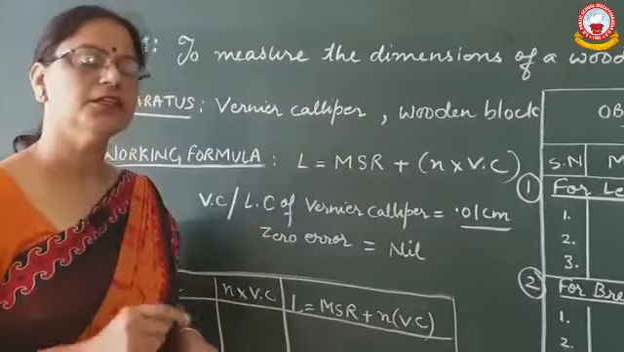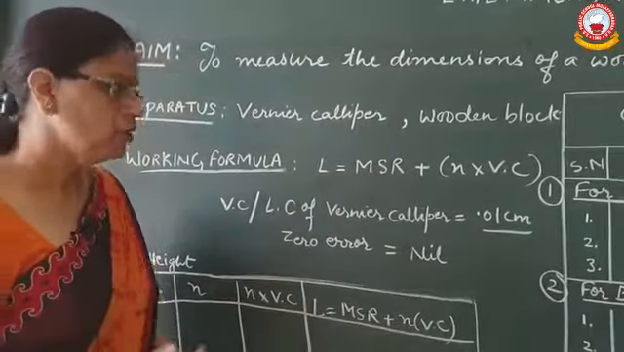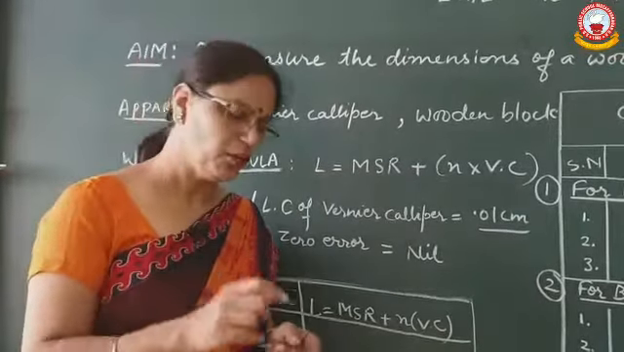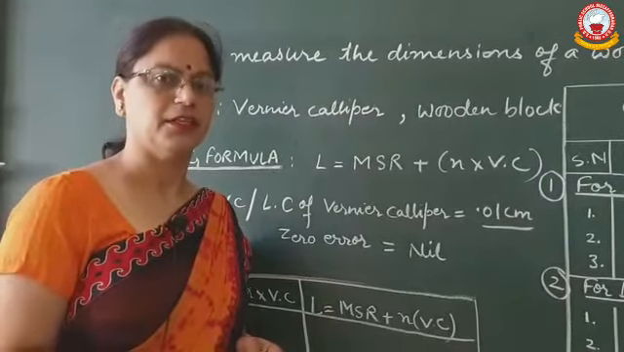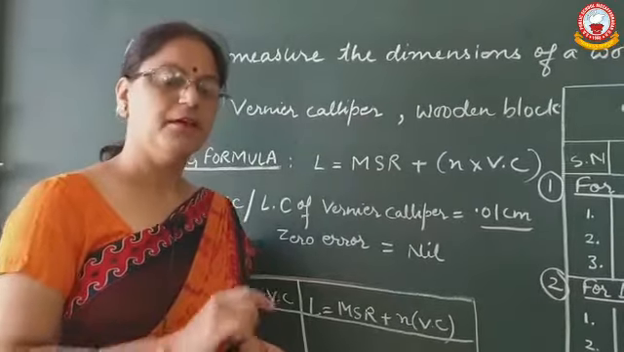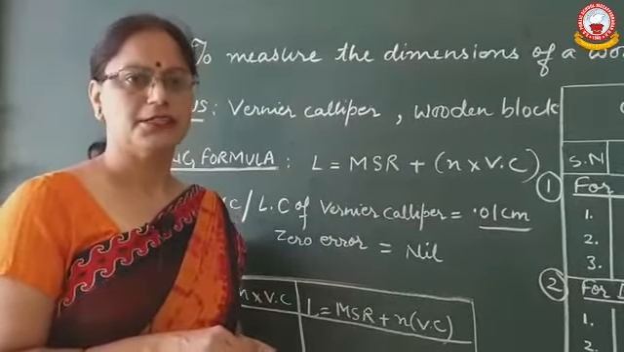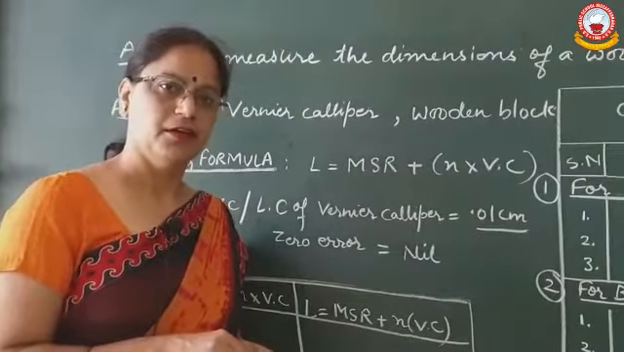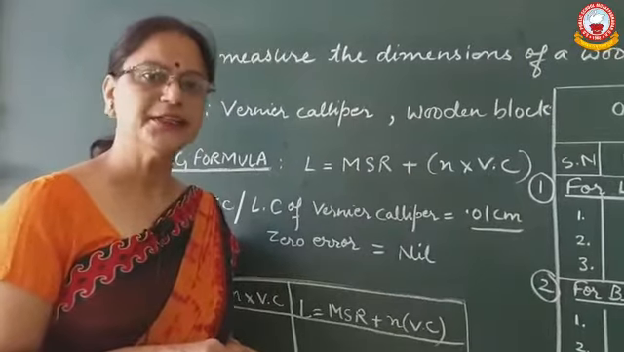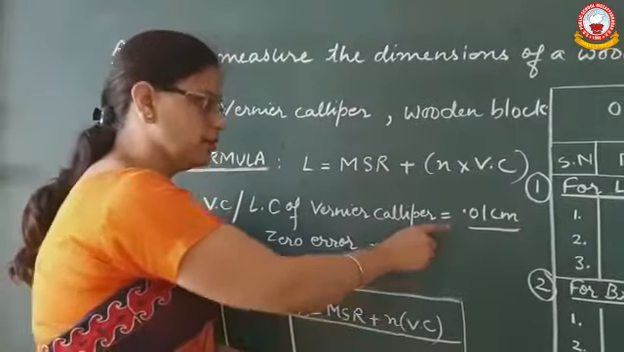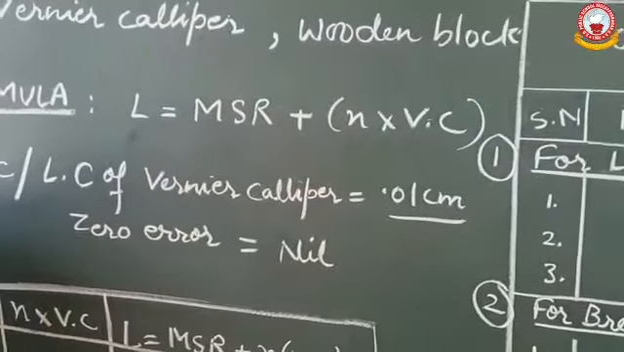Children, there is one more method by which we can determine it. If you want, you can note it down. If we know the least count of the main scale, which is 0.1 centimeter, divided by the number of divisions on the vernier scale, which is 10, it will give us 0.1 upon 10, that is 0.01 centimeter. This is a simpler method of determining the vernier constant.